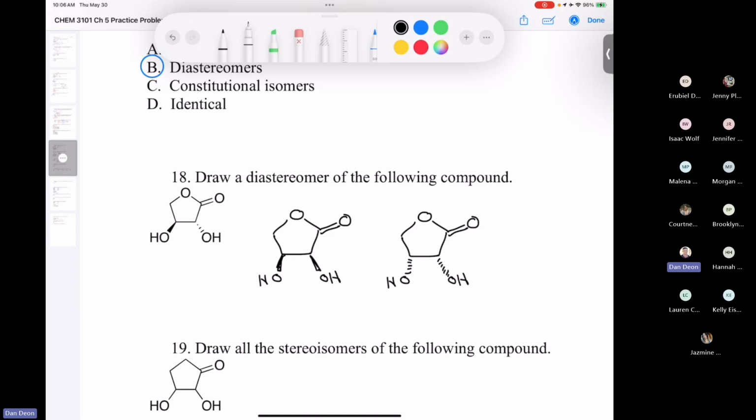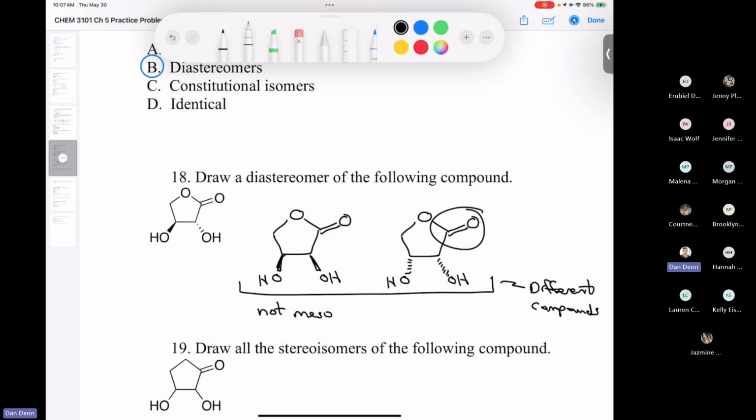All right. If I was to flip both of them, then that would be an enantiomer. Okay, so these are the 2 diastereomers. So remember, this is not meso, right? So these are different compounds, right? It's this carbonyl that throws it off.